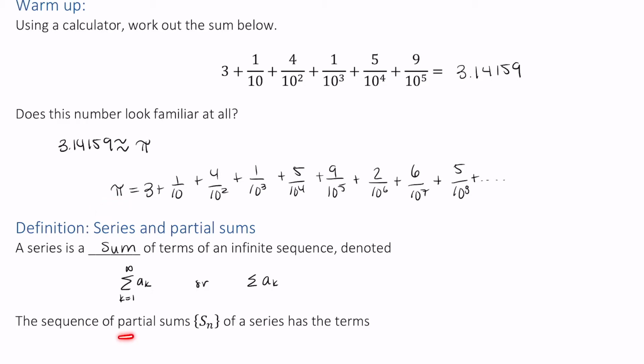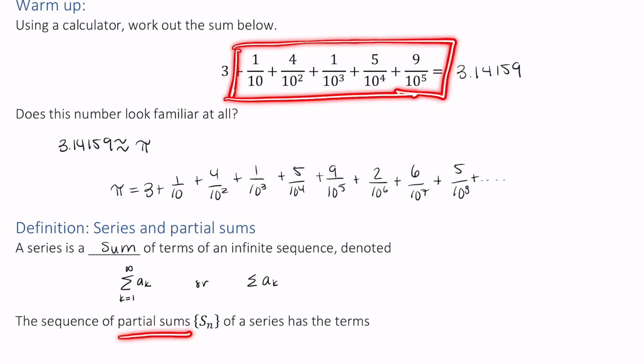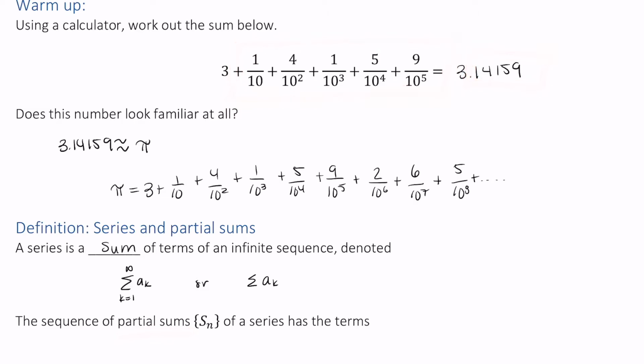Now the sequence of partial sums, and that's what we have here. We worked out the first partial sums to this series to get these 5 decimal places. So the sequence of partial sums has the following terms, and bear with me, I'm going to move the screen so I can write out a few of them.